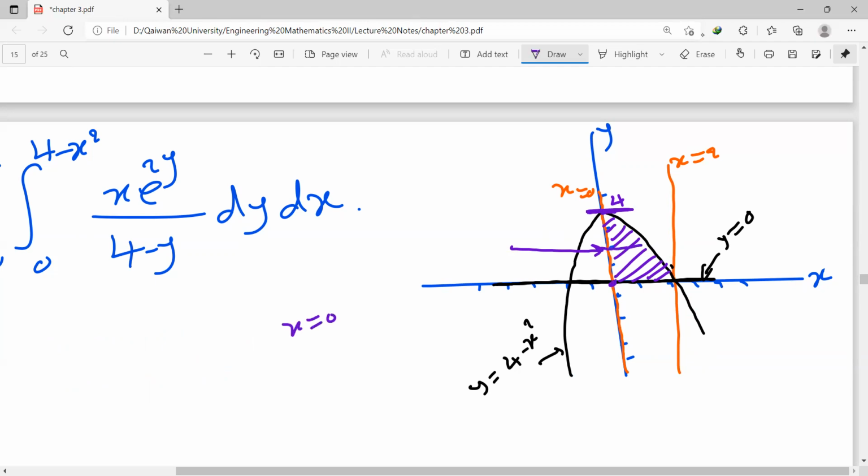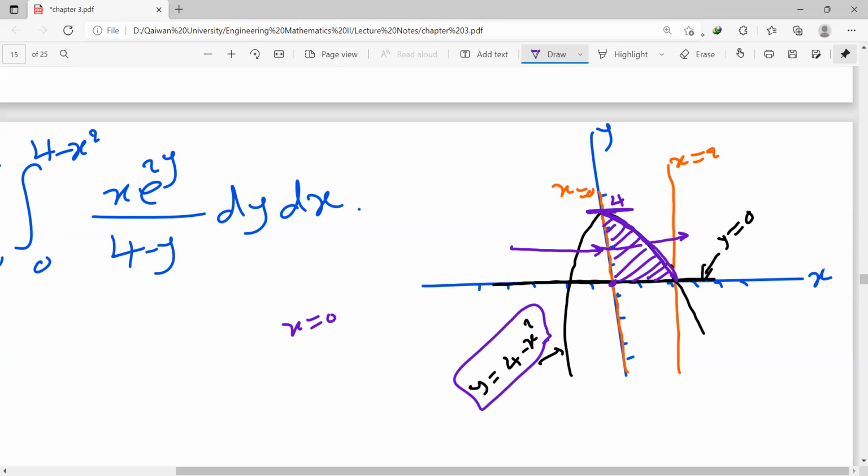And when do we leave the region? At this curve. So what's the function for this curve? The function for that curve is y equals 4 minus x squared.